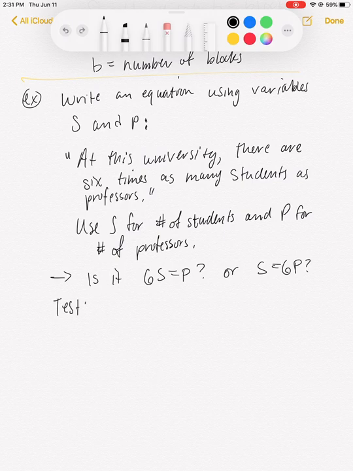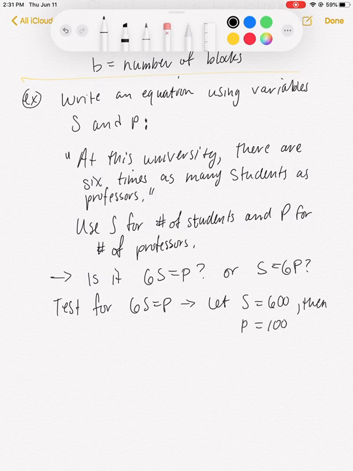So we're going to do a test for 6s equals p. Okay. We want to let s and p be some sample numbers. So let s equal 600, that's the number of students, and if there's 6 times as many students as professors, then p is going to equal 100. Okay, so if s is 600, then p is 100. And we can go and put units on there, students here, professors.